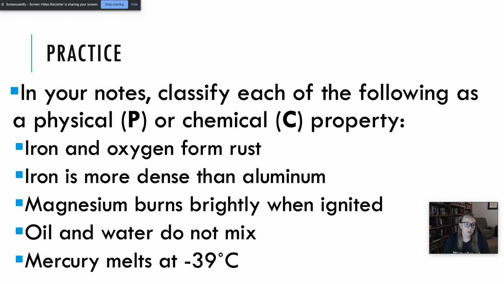Iron and oxygen form rust. Iron is more dense than aluminum. Magnesium burns brightly when ignited. Oil and water do not mix. And mercury melts at negative 39 degrees Celsius. So take a moment.